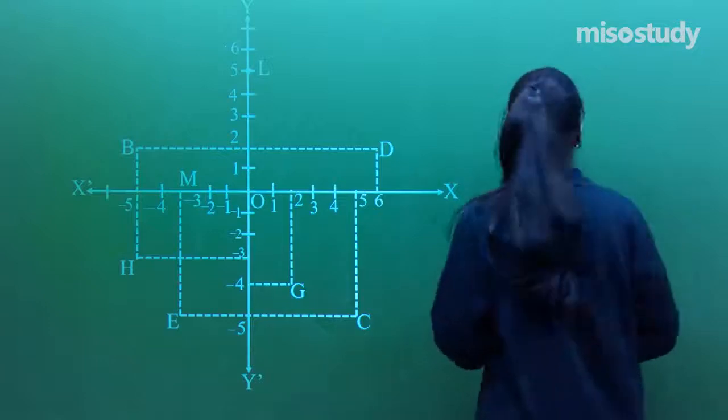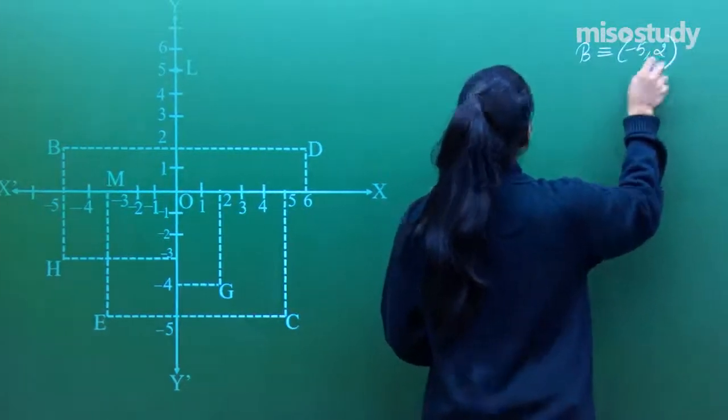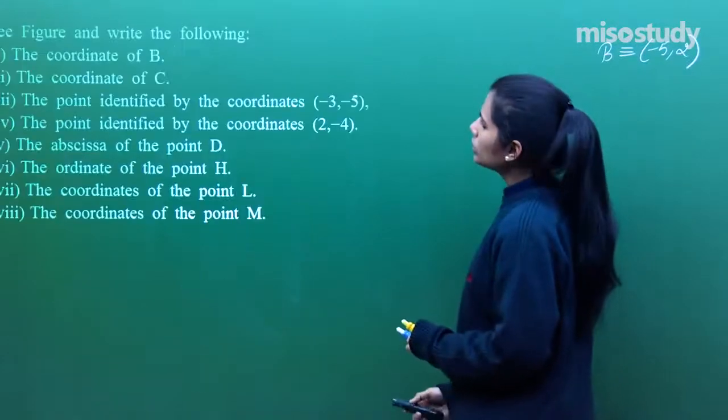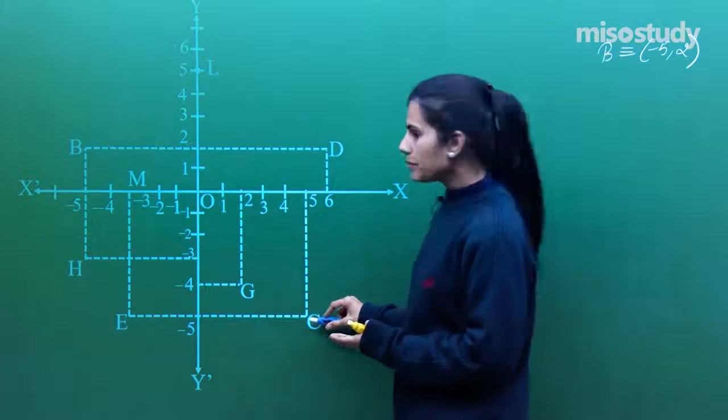Once we have got the coordinates of point B, let's move ahead and get the other coordinates. So B we have got as -5, 2. Next I want the coordinates of point C. C is here, exactly a similar thing.